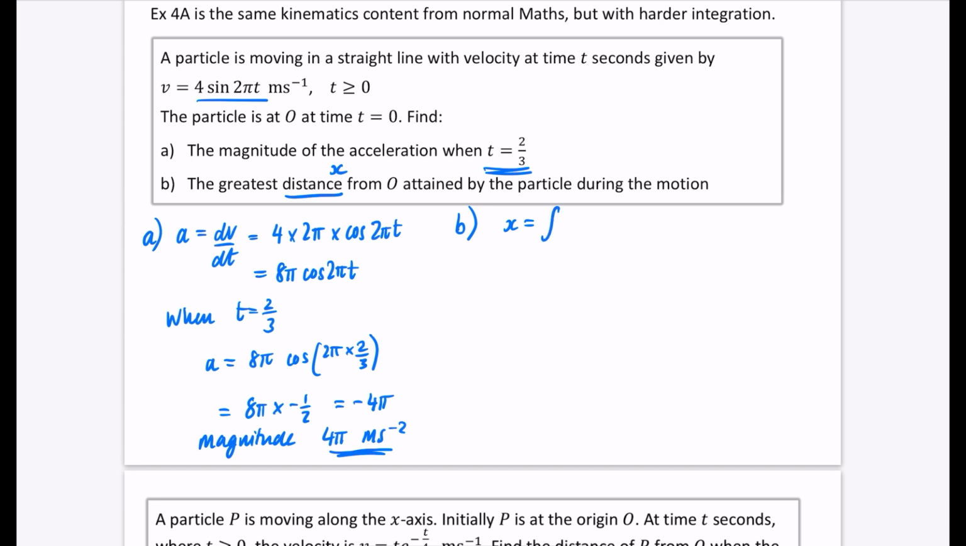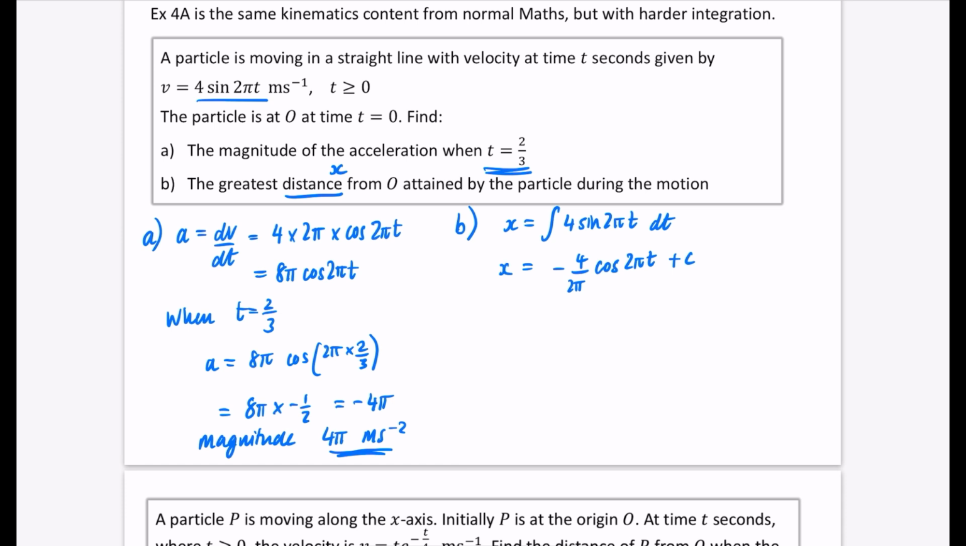So I'm going to integrate the v, which is 4 sine 2 pi t, with respect to t. You think to yourself, what differentiates to sine? Well, it would be a minus cos. So there's going to be a minus cos of 2 pi t. The 4 is still there, but I'm going to have to counter that if I differentiated this, I would get that 2 pi. So I've got to divide by that 2 pi, and I've got to put plus c.